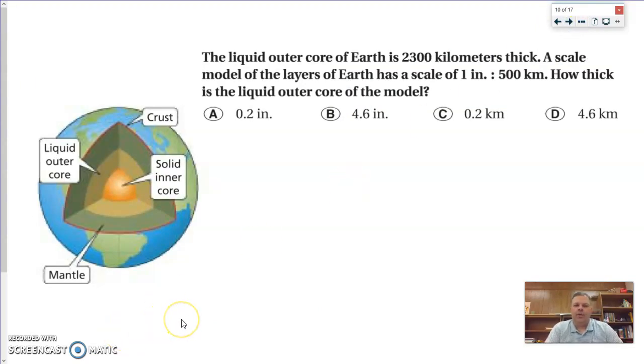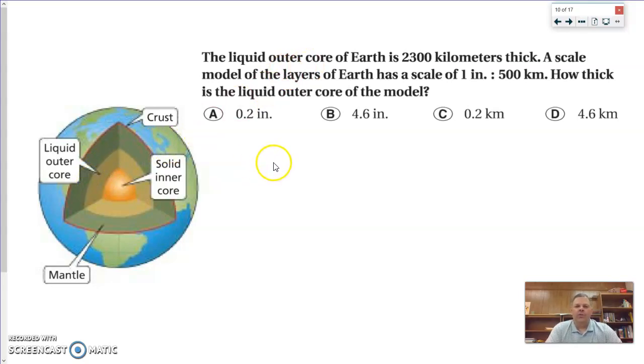In our next example, the liquid outer core of Earth is about 23,000 kilometers thick. A scale model of the layers of the Earth has a scale of 1 inch to 500 kilometers. How thick is the outer core of the model? So we are talking about the liquid outer core right here, and we are talking about that.